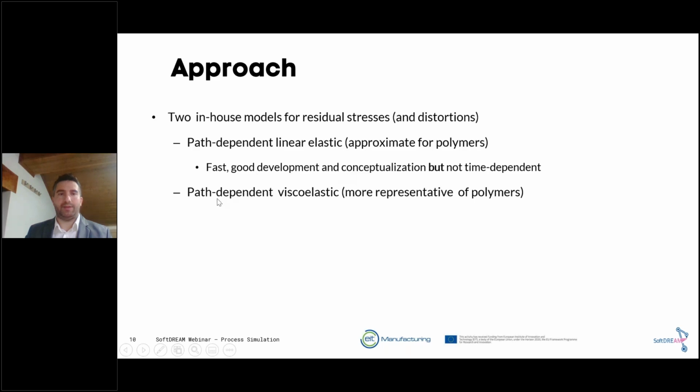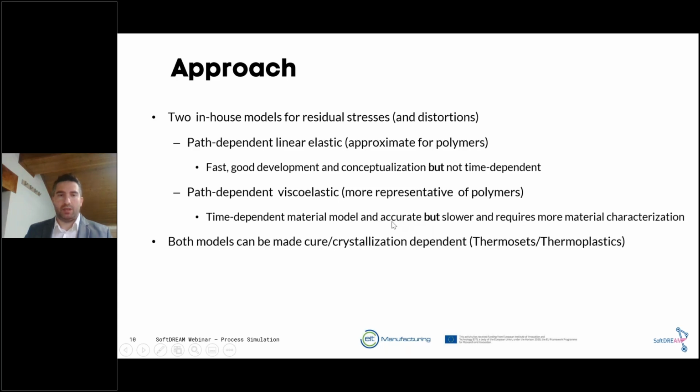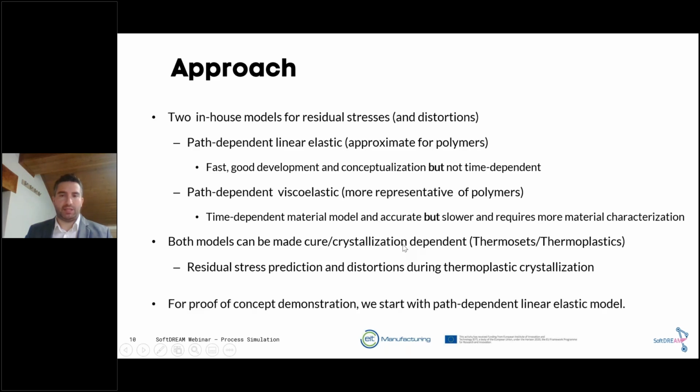And then we have a second model that is time dependent, so viscoelastic, which is much more representative of polymers. So it's more accurate, but in exchange it is slower and requires more material characterization. And both models can be made crystallization dependent, so they can be used for thermosets or thermoplastics, and for residual stress prediction and distortion during thermoplastic crystallization.